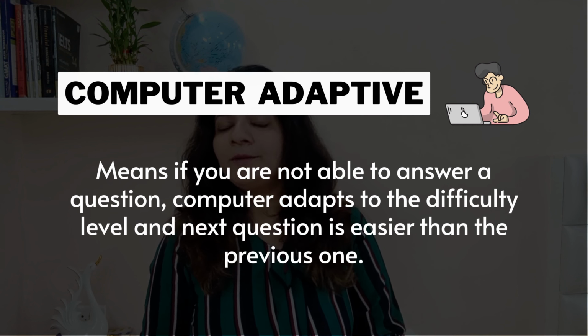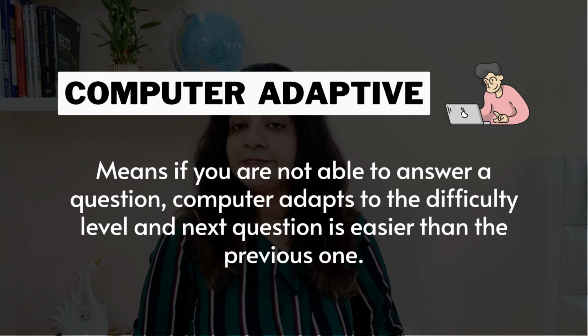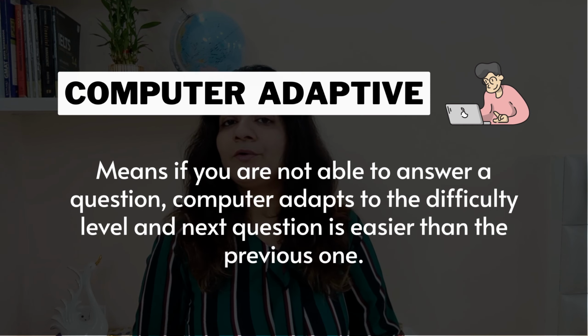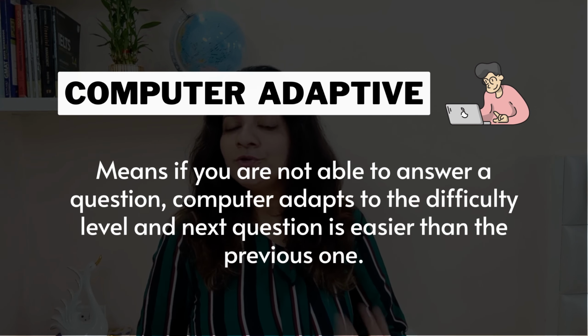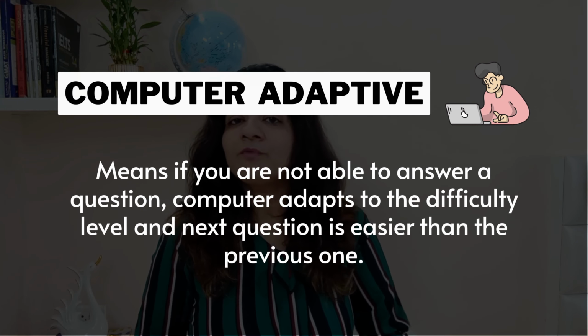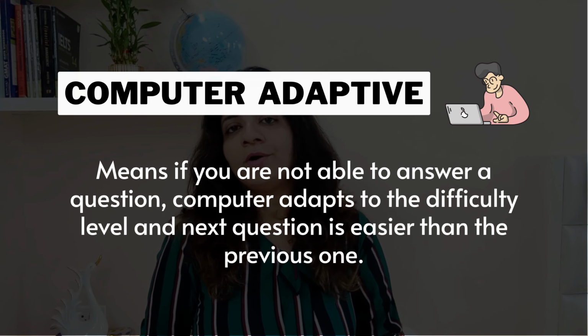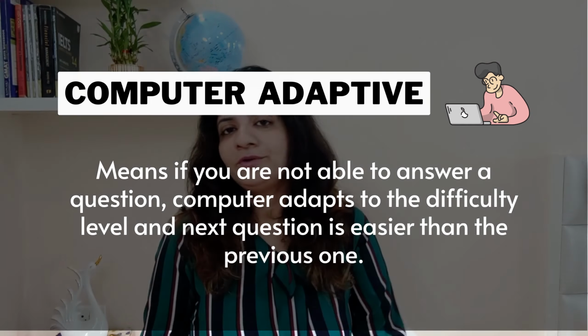Which means that if you get an easy question and you're not able to answer, then the next question would be easier than that. So the questions are going to be based on your caliber, and the computer is going to adapt the kind of questions it gives you based on your skill set and your caliber and accuracy as well. But that does not mean that if you're getting those easier questions correct, you will get an equal score to somebody who's getting the difficult questions correct.